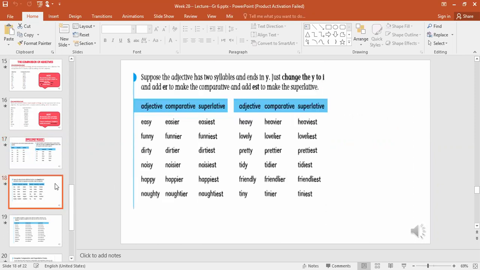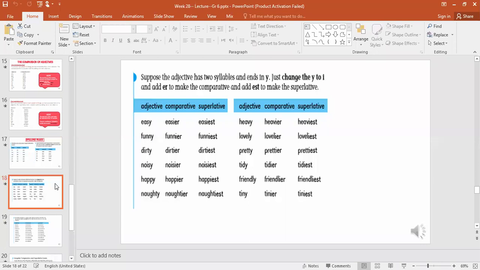Okay. Now we move to the adjectives that have two syllables. What do I mean by two syllables? When I say a syllable, it means a sound. Meaning, how many sounds is the word? Like easy, two sounds. Funny, two parts. Noisy. Happy. I have two sounds in the word. Okay?